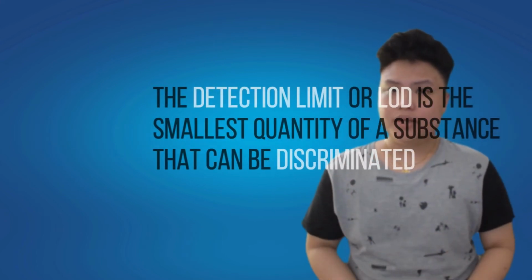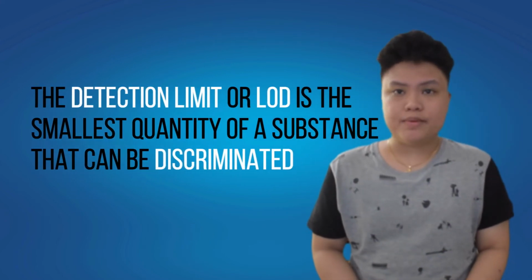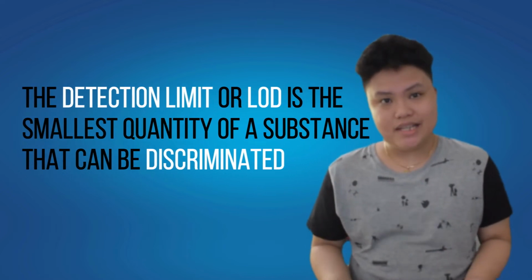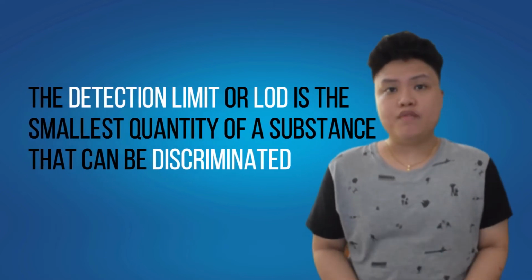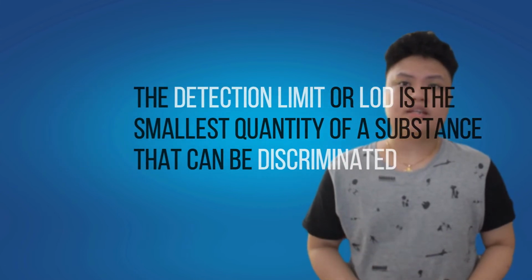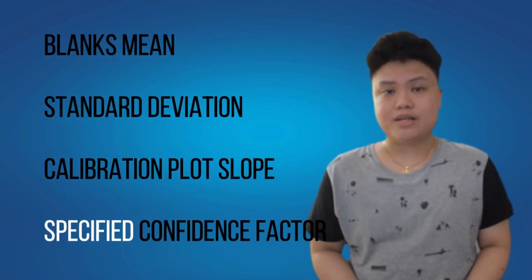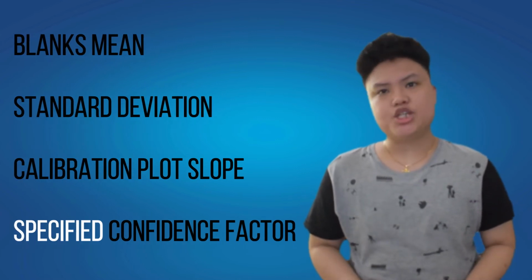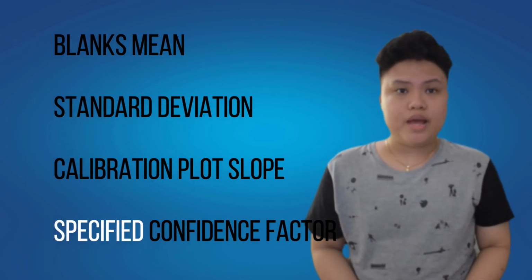The detection limit, also known as the lower limit of detection or LOD, is the smallest quantity of a substance that can be discriminated from the absence of that substance, with a given confidence level in analytical chemistry. The detection limit is calculated using the blank mean, standard deviation, calibration plot slope, and a specified confidence factor.